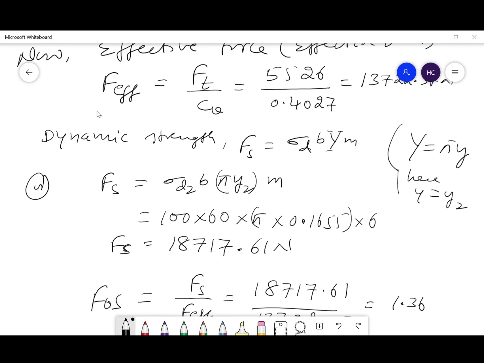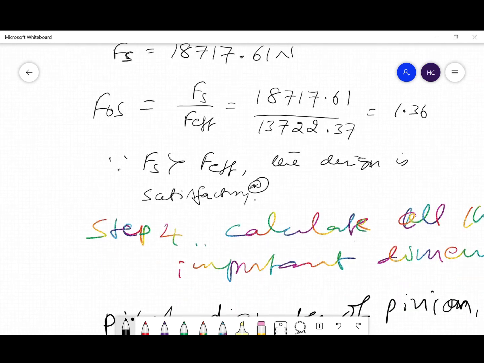Next, dynamic strength Fs is equal to sigma d into b into capital Y into m. Capital Y is pi into small y. Here y is nothing but y2, that is 0.1655. Sigma d is nothing but sigma d2, that is 100, and b face width is 60 mm. So pi into 0.1655 and module is 6, so gives us 18,717.61 Newton.